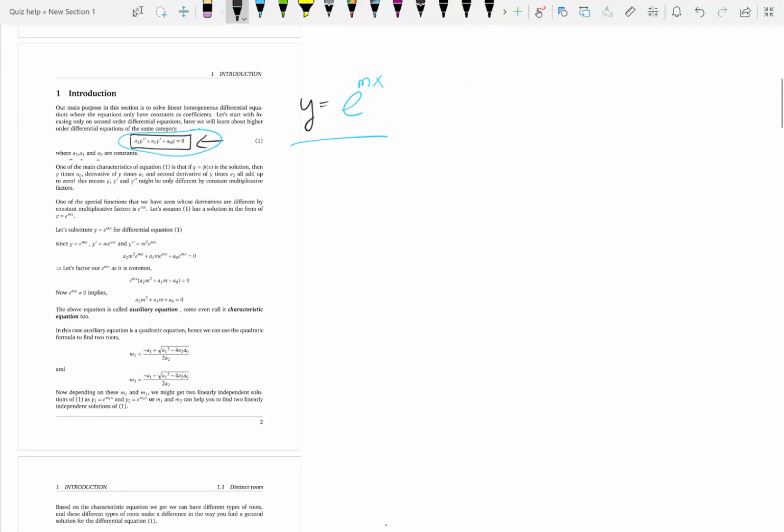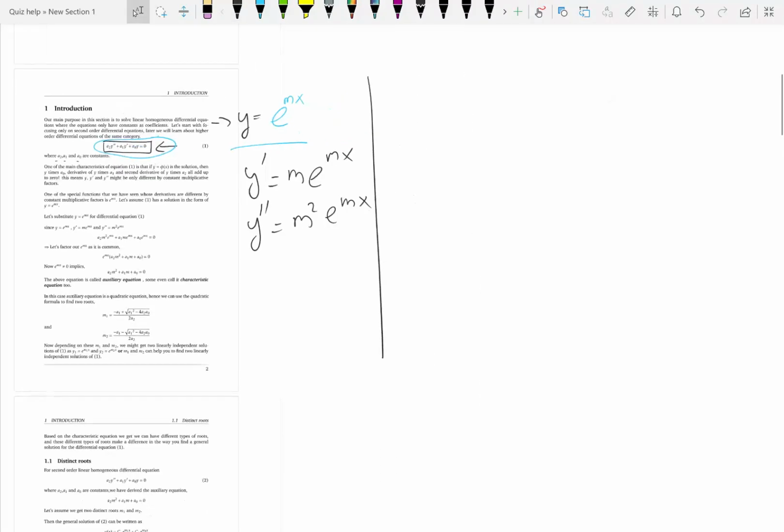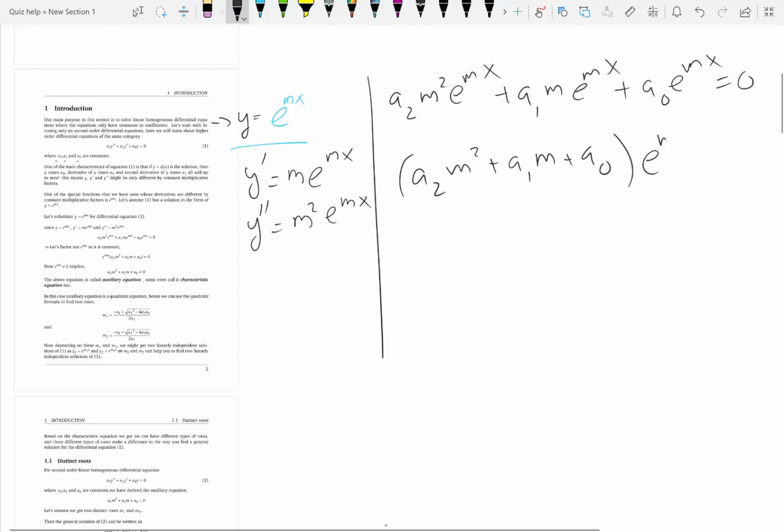First thing we do is we assume our solution to be in this format. Let's find its derivative. So the derivative of e to the mx is m e to the mx. The second derivative is you take another m out, m squared e to the mx. Okay. Now what I am going to do is substitute all these three into that differential equation. So a2 times m squared e to the mx plus a1 times y prime, which is m e to the mx, plus a0 times y, which is e to the mx. Okay. Now let's try to simplify. On the left hand side, we can factor out e to the mx, right? You will always be doing that, okay? So we can factorize e to the mx.